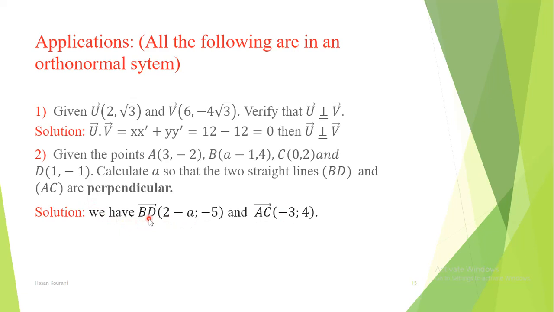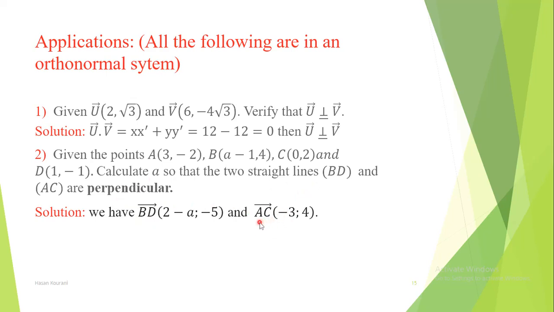Okay, we can find the coordinates of BD and AC. As you see, we chose BD and AC since we are given that the lines BD and AC are perpendicular. For this reason, we chose these two vectors. You can easily calculate the coordinates of BD, knowing the coordinates of B and D, and similarly AC can be calculated easily. After this, the perpendicularity of these two straight lines leads to what about these two vectors?